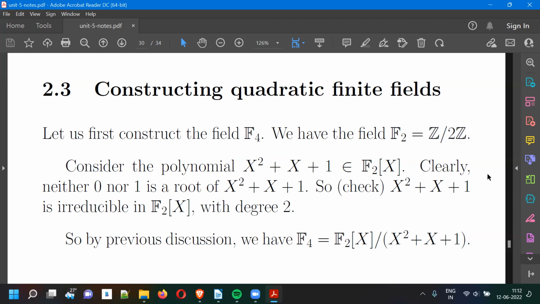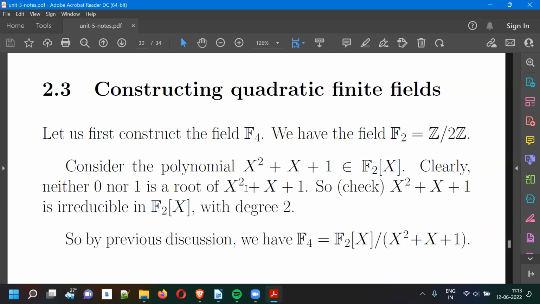Okay, and this is the choice, the polynomial x square plus x plus 1. In fact, this is the only choice. You can check that this is the only quadratic irreducible polynomial over F2. So this is the polynomial we take, x square plus x plus 1. Why is this irreducible? Because F2 has two elements, 0 and 1, and this is quadratic, so it is irreducible if and only if it has no roots.